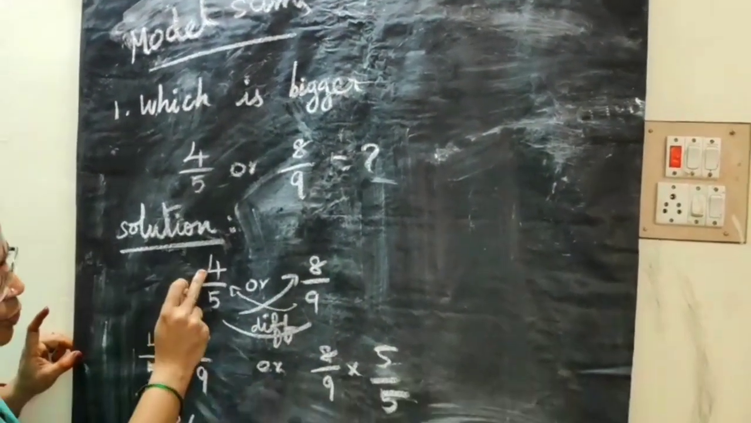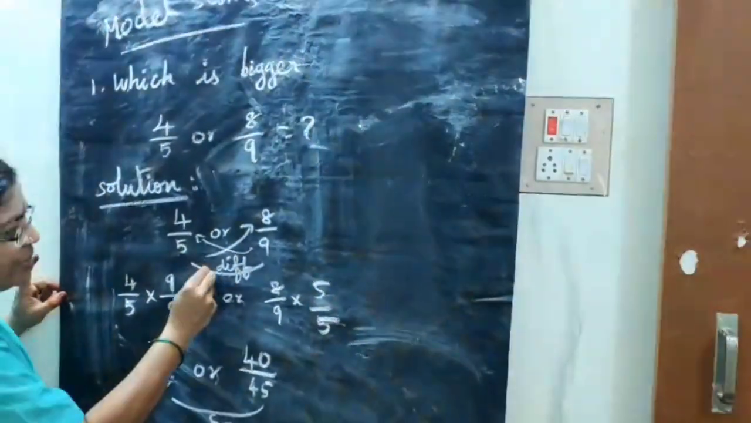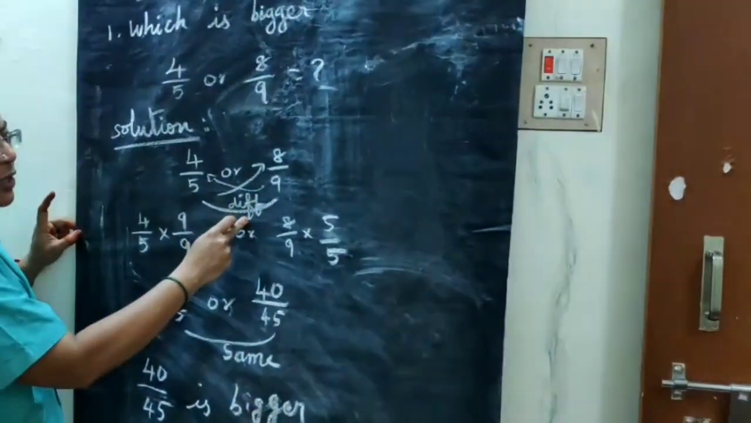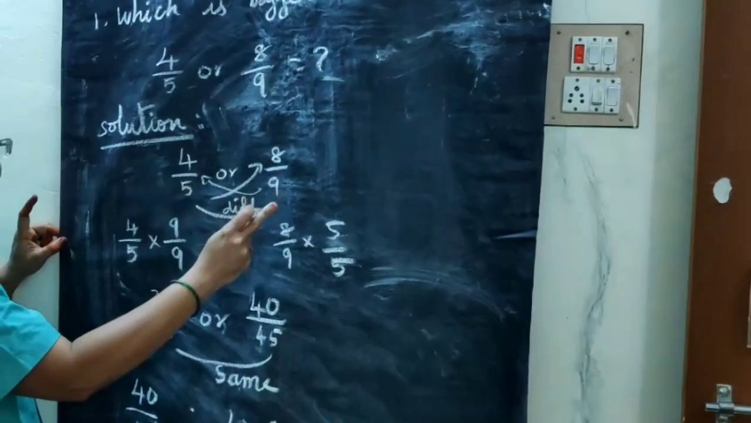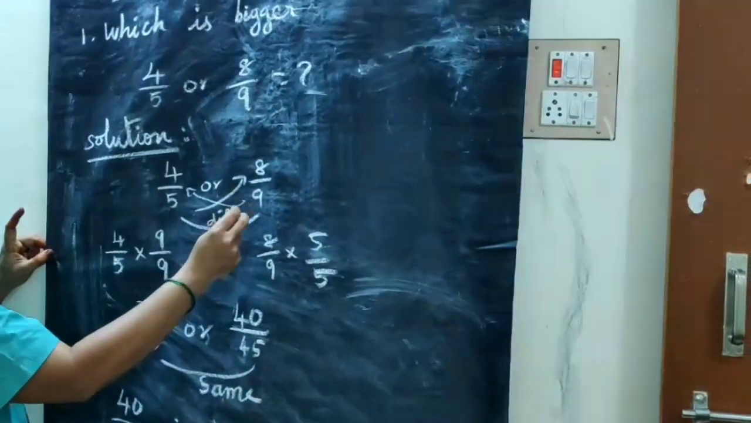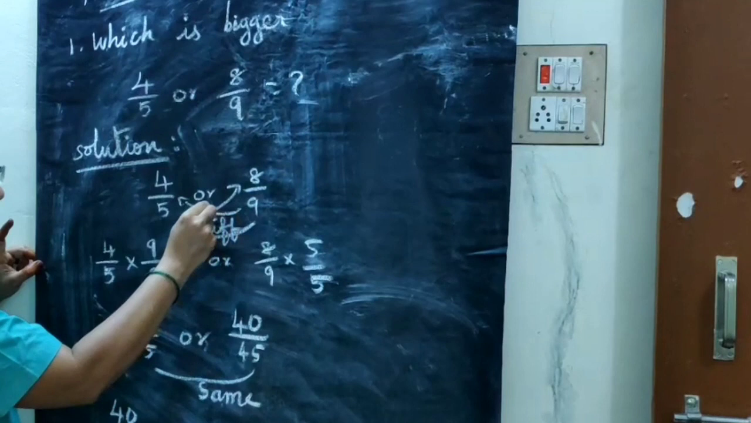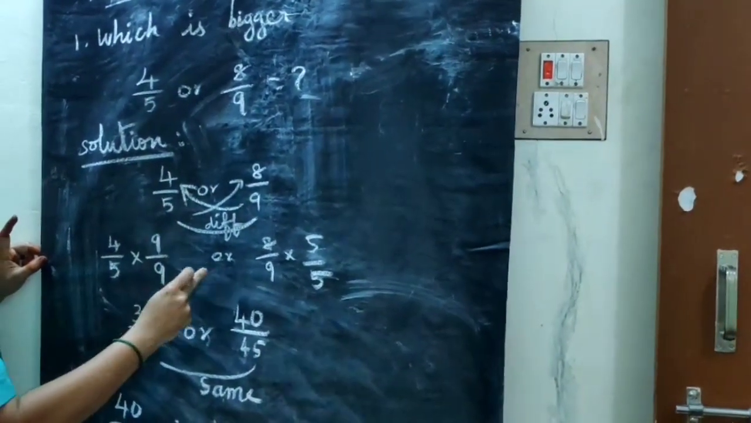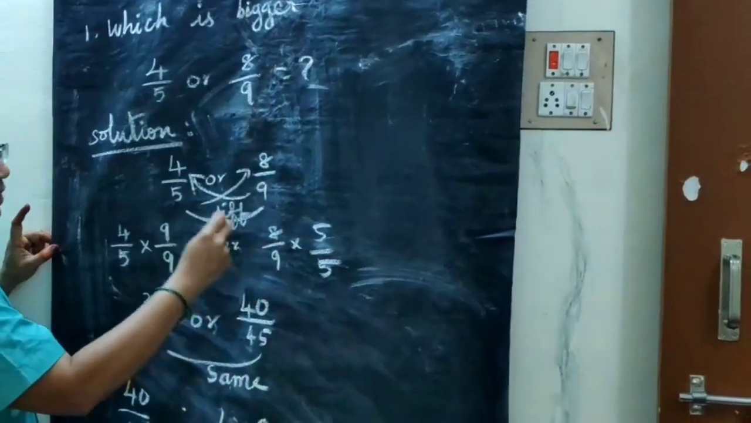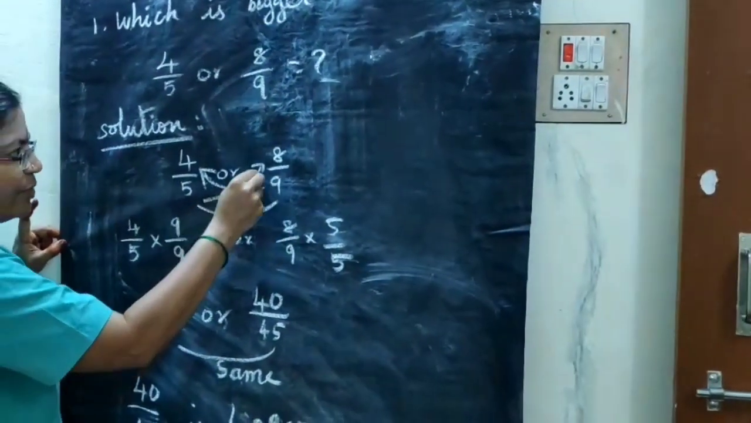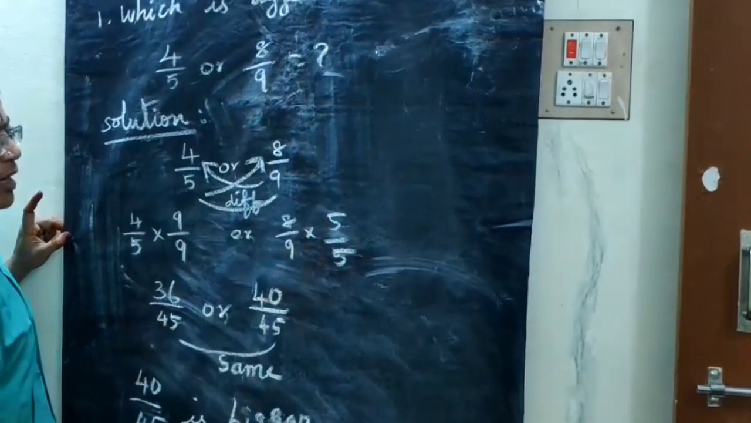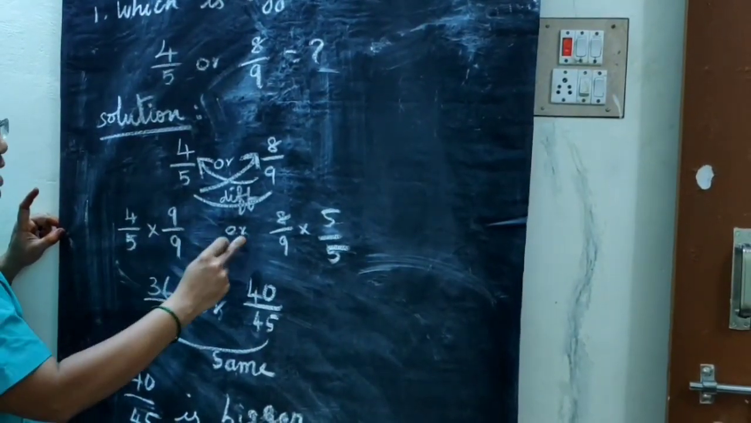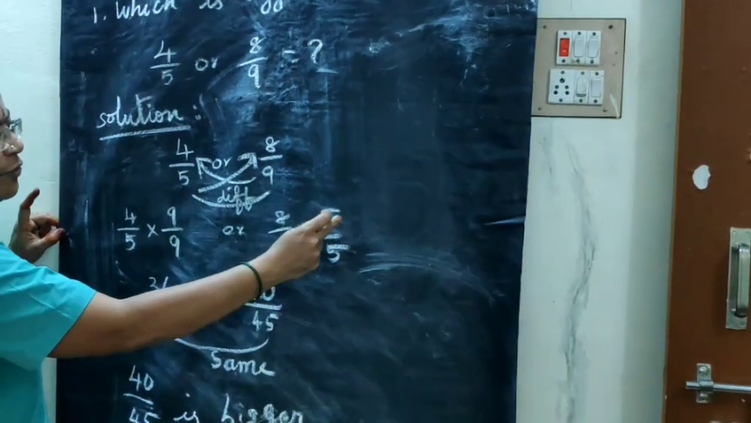Now denominator, numerator, denominator. You see the two denominators are different numbers. Different numbers, you take the LCM. LCM easy method is cross multiplication. So the denominator number multiplies the first fraction's numerator and denominator. Next, 8 by 9 you write after. For the next fraction, you multiply by 5 by 5. 4 by 5 into 9 by 9, or 8 by 9 into 5 by 5.